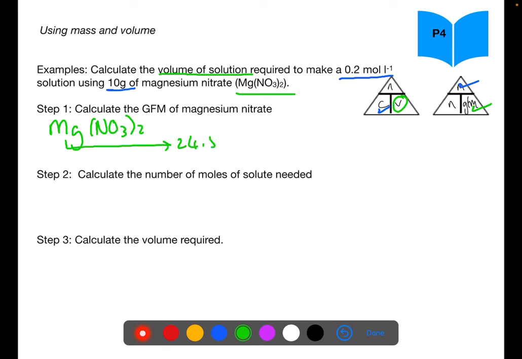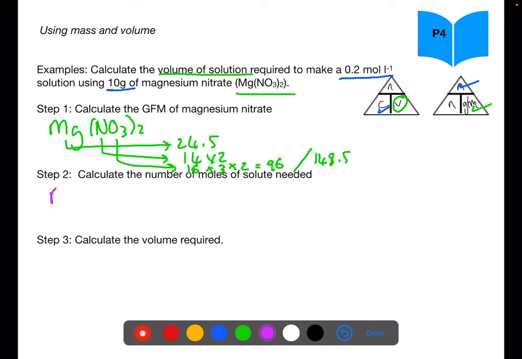So here we have 24.5 plus 14 times 2 because of the brackets, and 16 times 3 times 2, because we have 3 inside the brackets and 2 outside the brackets. Overall, this gives a gram formula mass of 148.5.